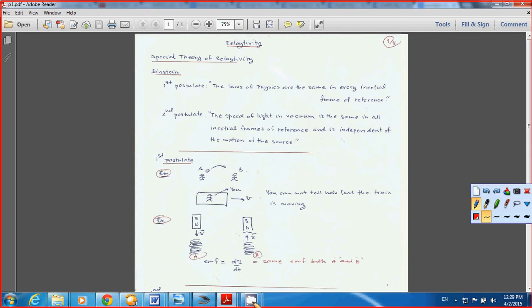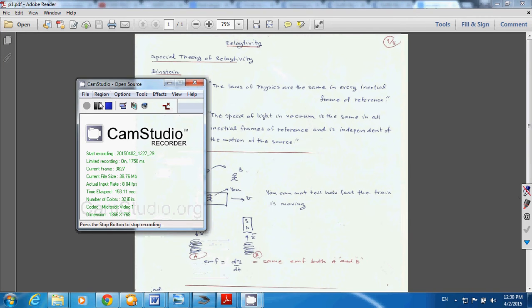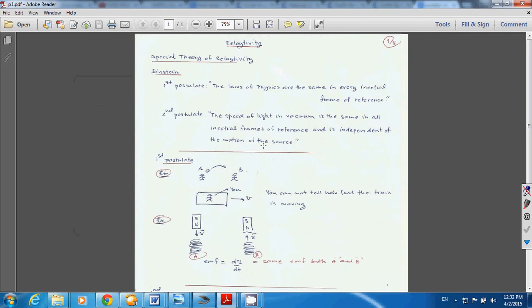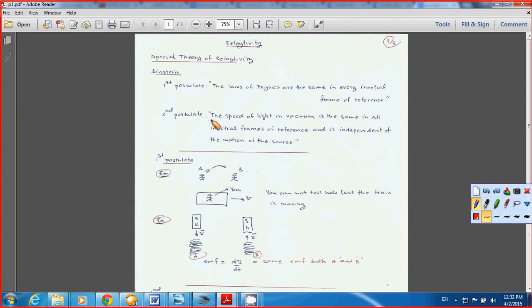And the second postulate: Einstein stated that the speed of light in a vacuum is the same in all inertial frames of reference and is independent of the motion of the source. What this means is that if you have more than one inertial reference frame, the speed of light is going to be the same, even if the other frame is moving with velocity u. The light velocity is not going to change according to velocity u. Okay, this is Einstein's second postulate.